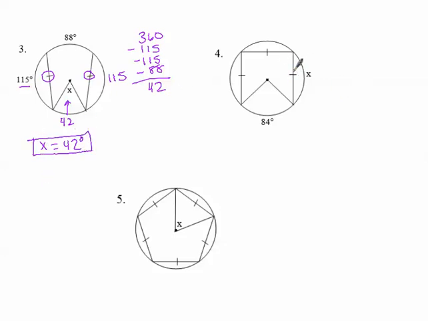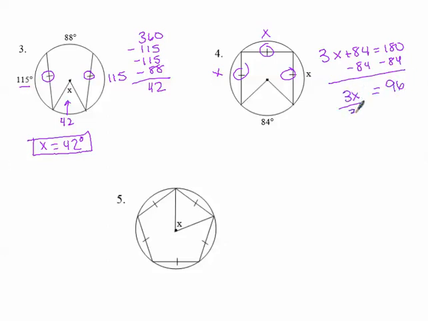Now, congruent arcs mean that they're going to be the same. So how many x's do I have? I have 3 x's plus 84 equals 180. I'm going to subtract 84 on both sides, and I get 96 equals 3x. I divide by 3, and I get 32 equals x.